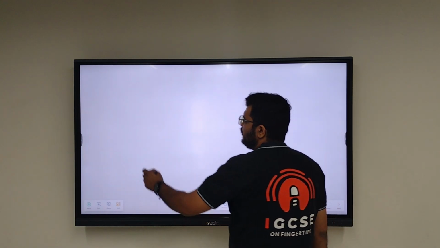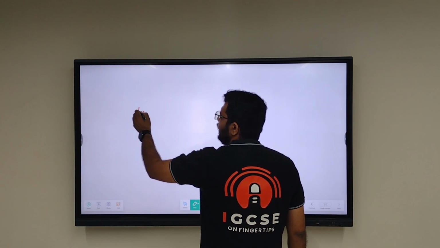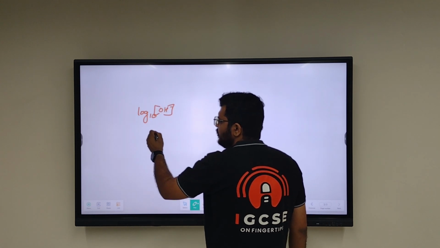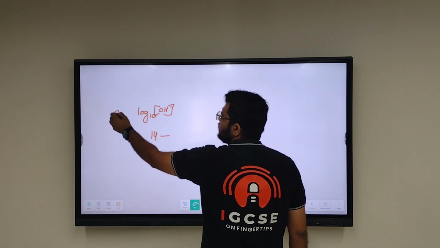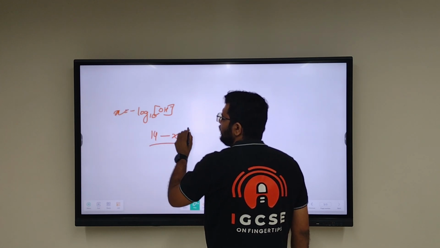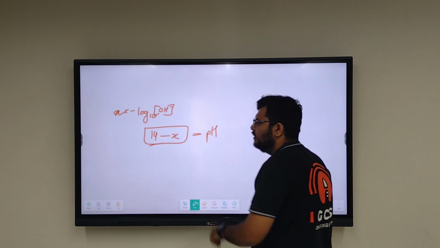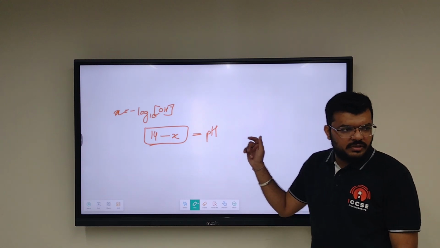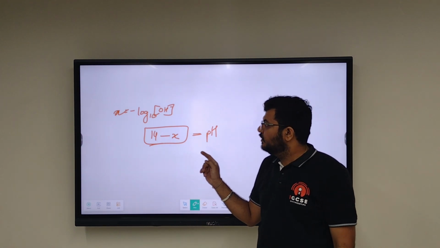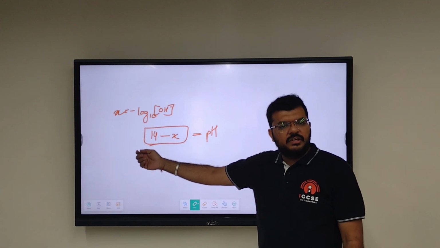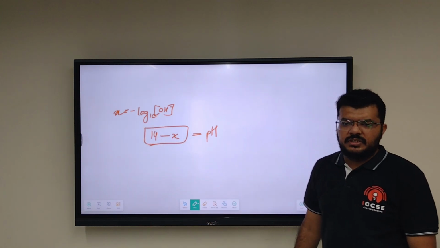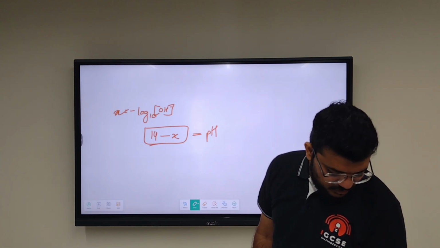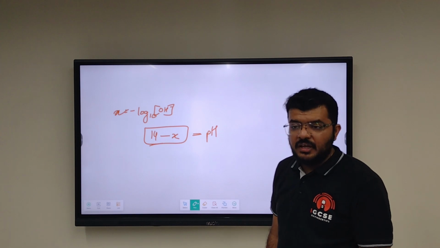But there is one more method, right? You can find log to the base 10 of OH minus concentration, and subtract it from 14. Let's say this is X, so 14 minus X will also give you the pH, right? So you can go the longer way and find pOH. 14 minus pOH is pH, right? So that is the first thing. That is how you find pH from these values.